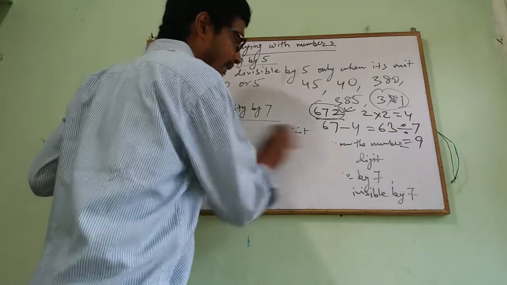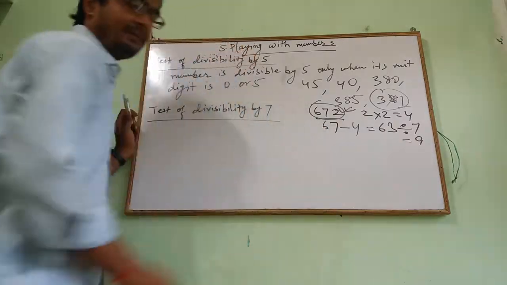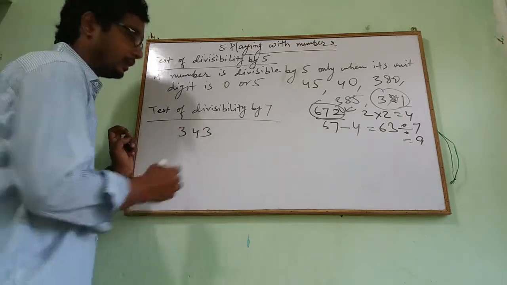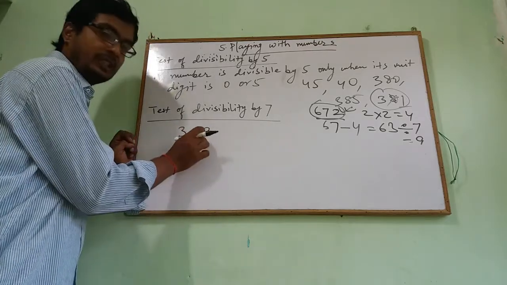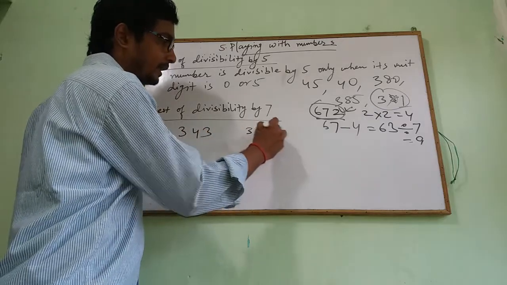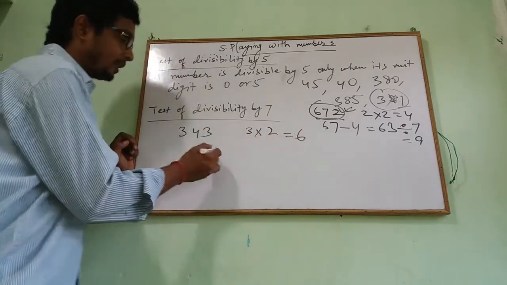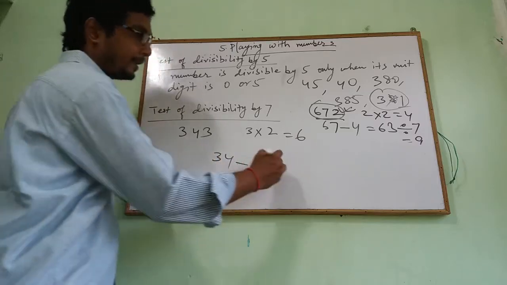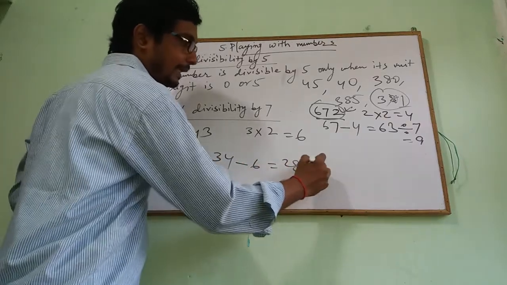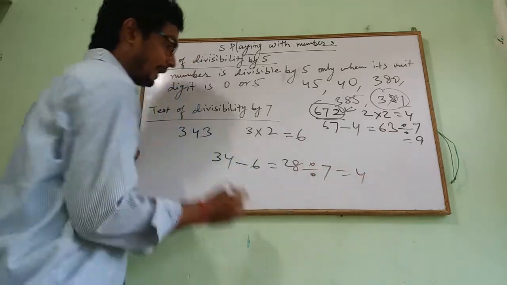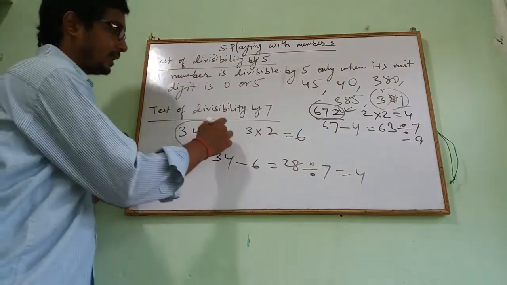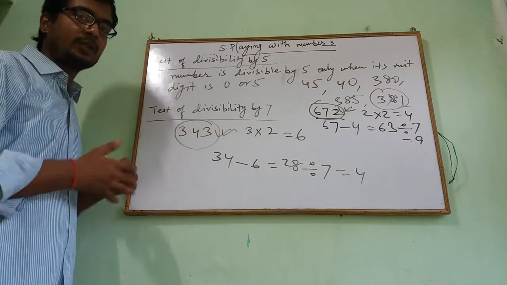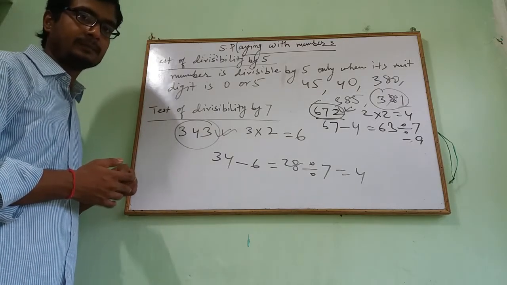Let's take one more example. Let's suppose I have taken the number 343. First of all, I will exclude the unit digit, that is 3. I will double it, it becomes 6. The number is then 34. When I subtract 6 from it, it becomes 28, and that is divisible by 7. Hence, 343 is divisible by 7. I hope that you got it. Now let's move on to the next divisibility tests.